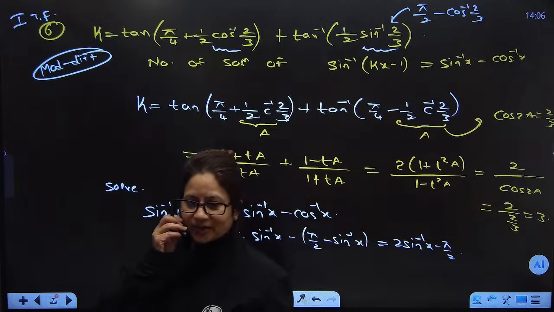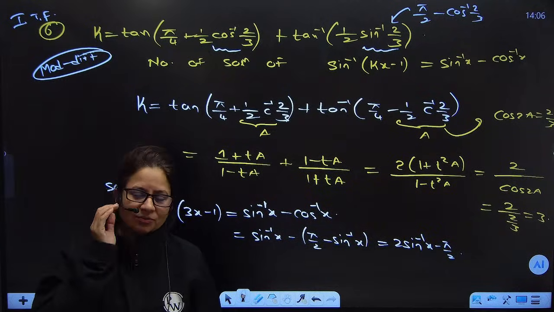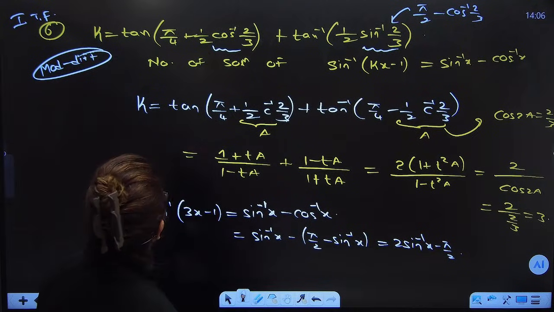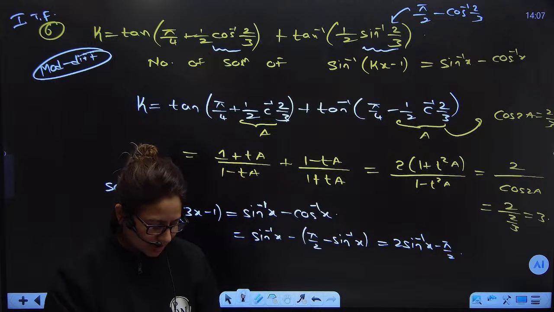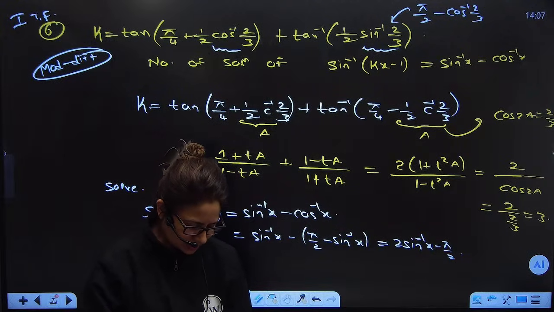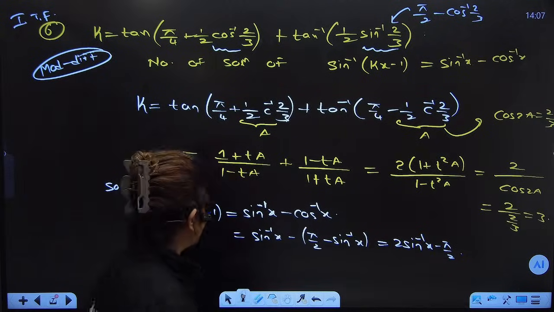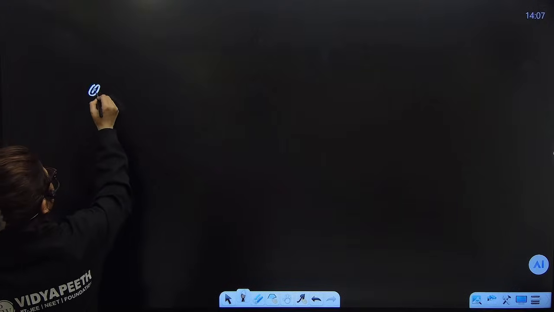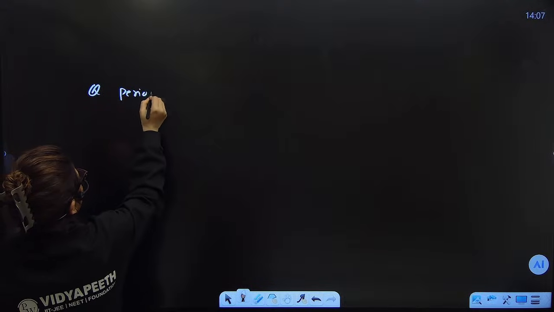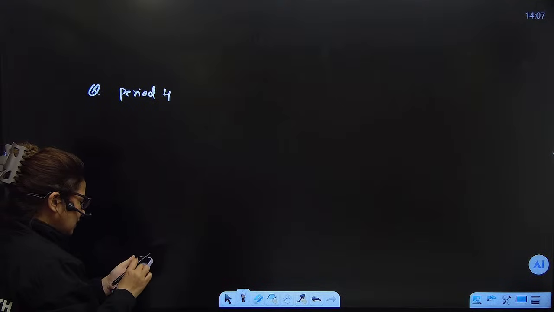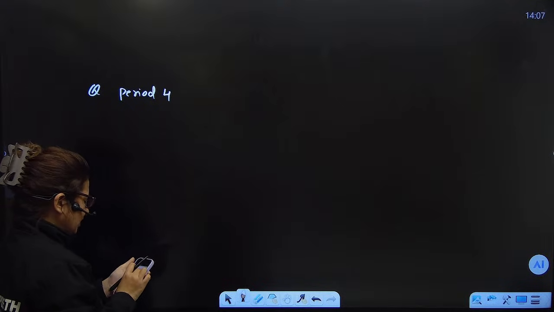Hello students, so we are going to discuss the chemistry paper. Let's see what type of question paper came, whether it's easy, moderate or tough. So I have a few questions here. Let's start with periodic classification. We have a question on period 4, where we have to identify which element has the lowest and highest radii.